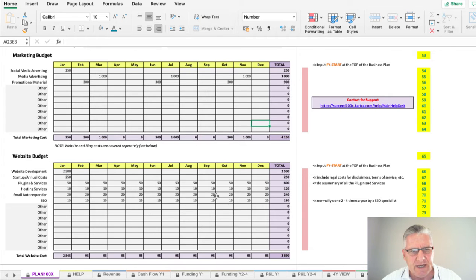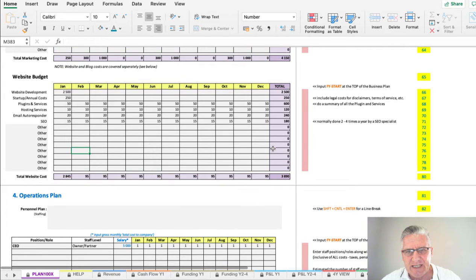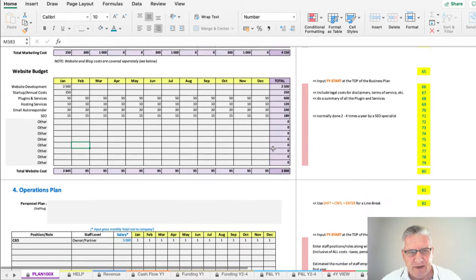The website budget is a little bit different. Here again, we've got standard cost items and then others that you can add, and we've populated that across the 12 months, giving us a total of 3890. You'll see these numbers come up in the profit and loss statement below.